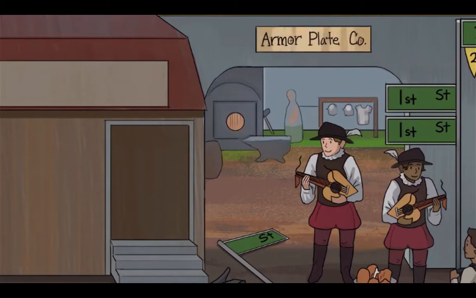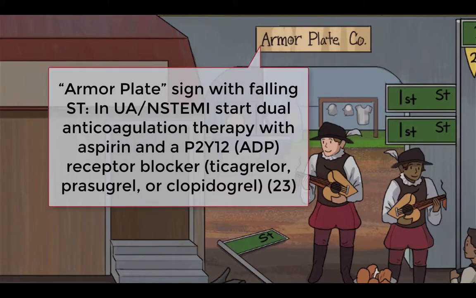Now that you're solid on STEMI management, we'll move on to NSTEMI and unstable angina. Luckily, there's a fair amount of overlap, as you'll see. Just as we saw with STEMIs, unstable angina or NSTEMI patients are treated with dual antiplatelet therapy. So we've drawn in another armored plate sign.